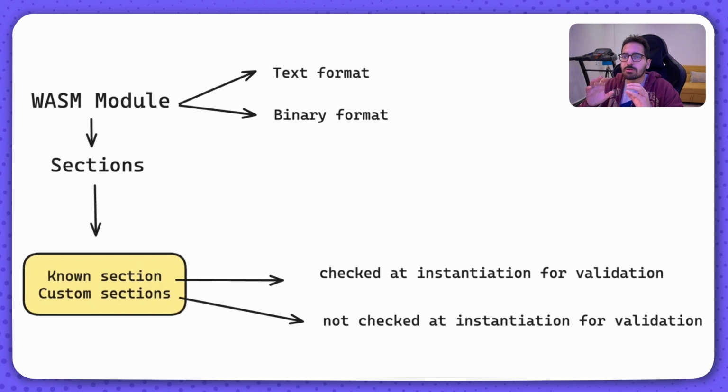So when we talk about Wasm modules, there are basically two sections. One is the known section, one is the custom section. Known sections are the ones that are checked at instantiation for validation, and the custom sections are the ones which are not checked at the instantiation of the module for validation.